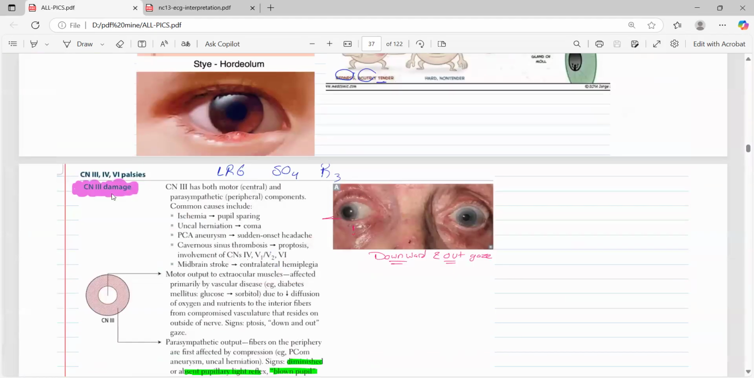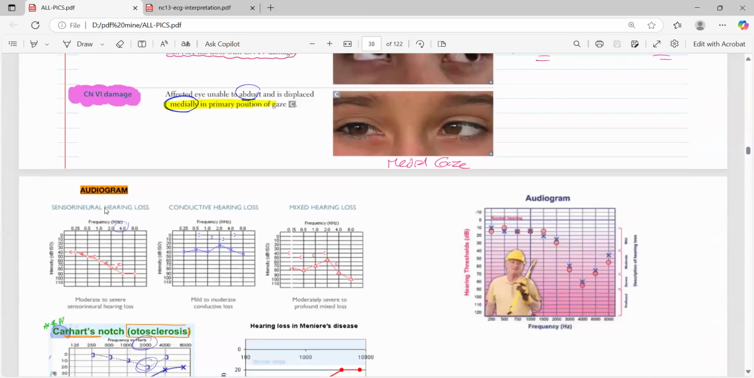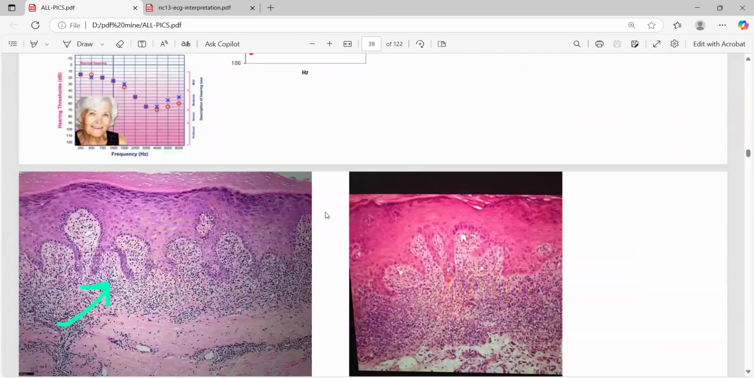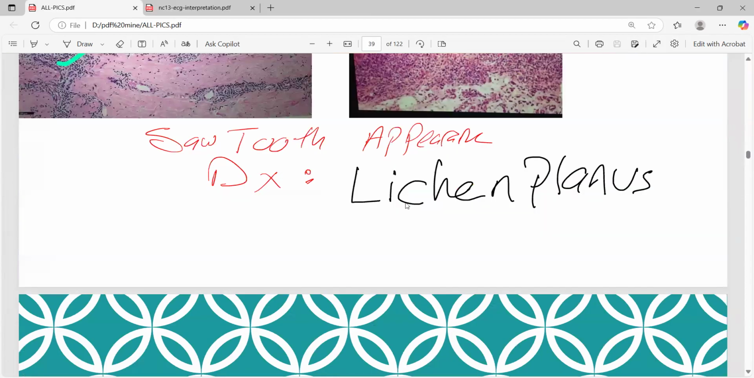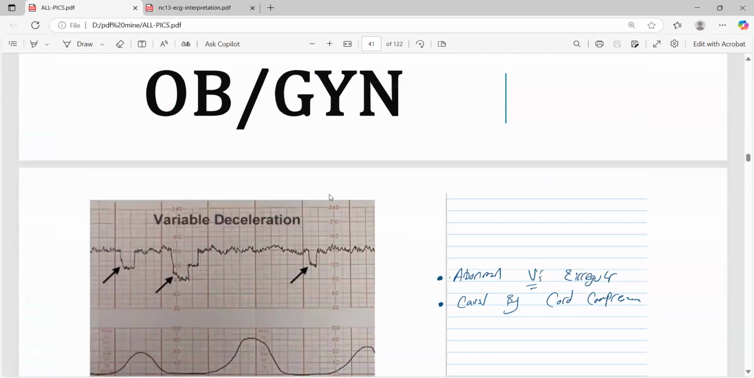Okay, then they put the third nerve palsy, the fourth nerve, and then the fifth nerve. So I keep on saying lichen planus and lichen sclerosus. How do they look in the other picture?